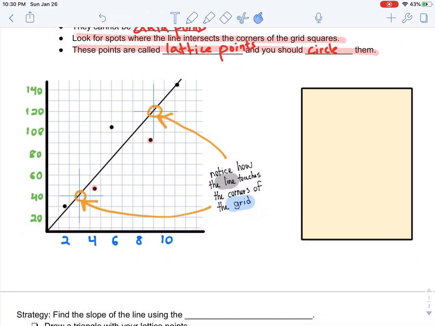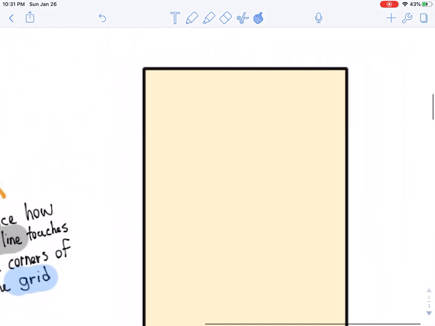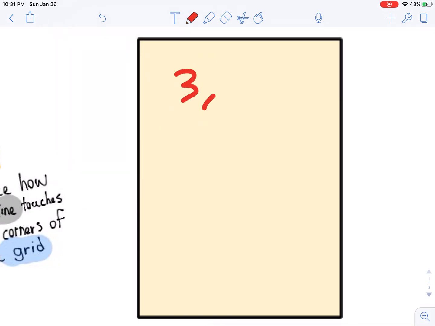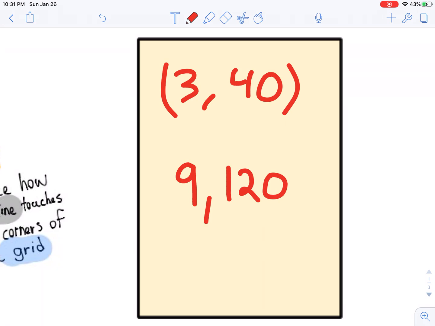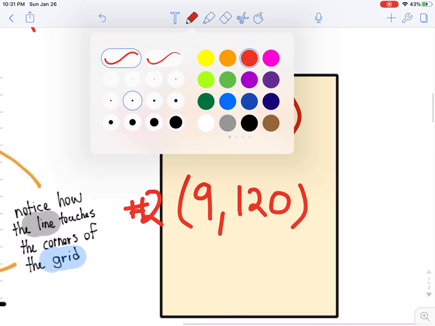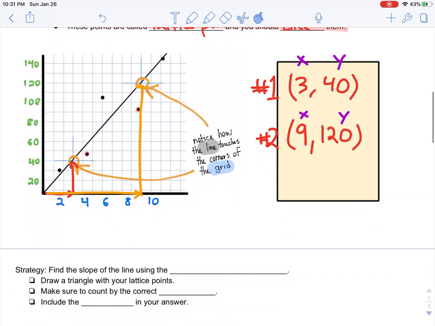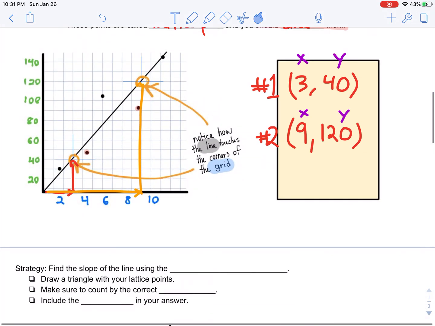So once you've got those, maybe write them down. We could use the over and up method. Over to 3, up to 40: 3, 40. Over to 9, up to 120: 9, 120. I'm going to write those down. 3, 40, and 9, 120. So these are my 2 lattice points. Put them in parentheses, that's proper notation. That's my lattice point number 1, and here's lattice point number 2. As always, remember that on the left you've got your x, and on the right you've got your y. Boom. So cool, we've got our lattice points. And we're going to find the slope using those 2 points.